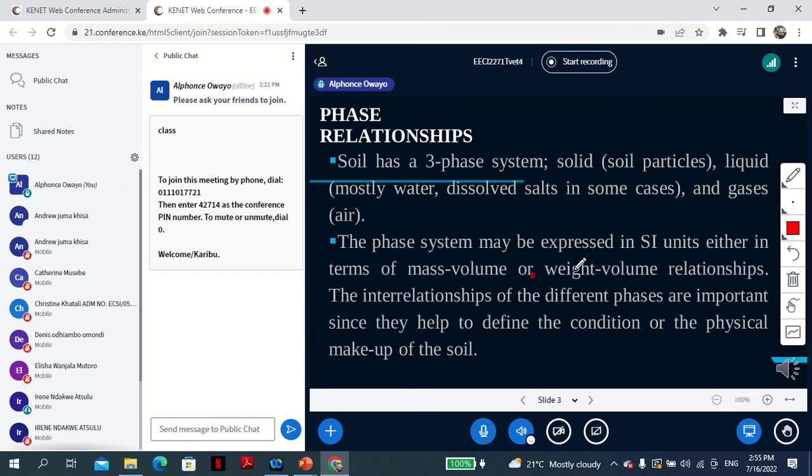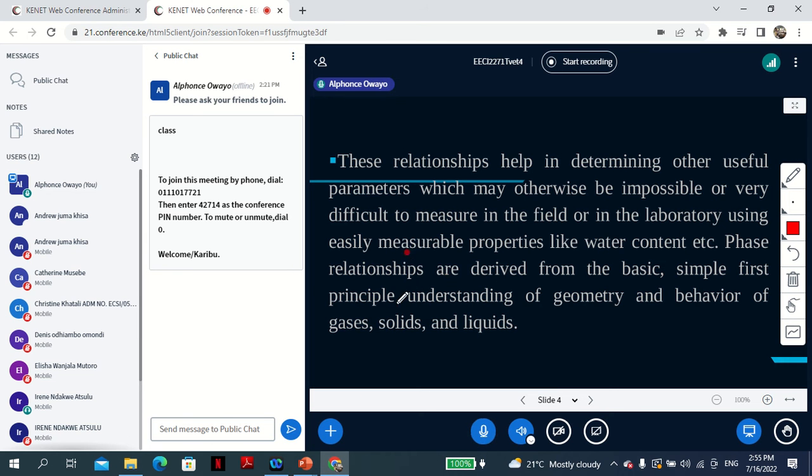Now the writing material is working. The phase system may be expressed in SI units, either in terms of mass-volume or weight-volume relationships. The interrelationships of the different phases are important since they help define the condition or the physical makeup of the soil. So these relationships help in determining other useful parameters, which may otherwise be impossible or very difficult to measure in the field or in the laboratory.